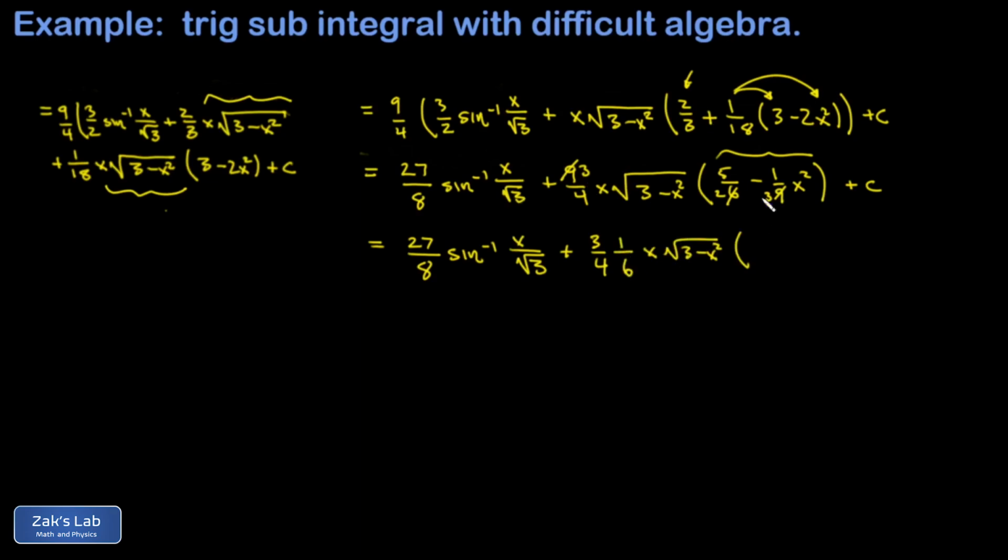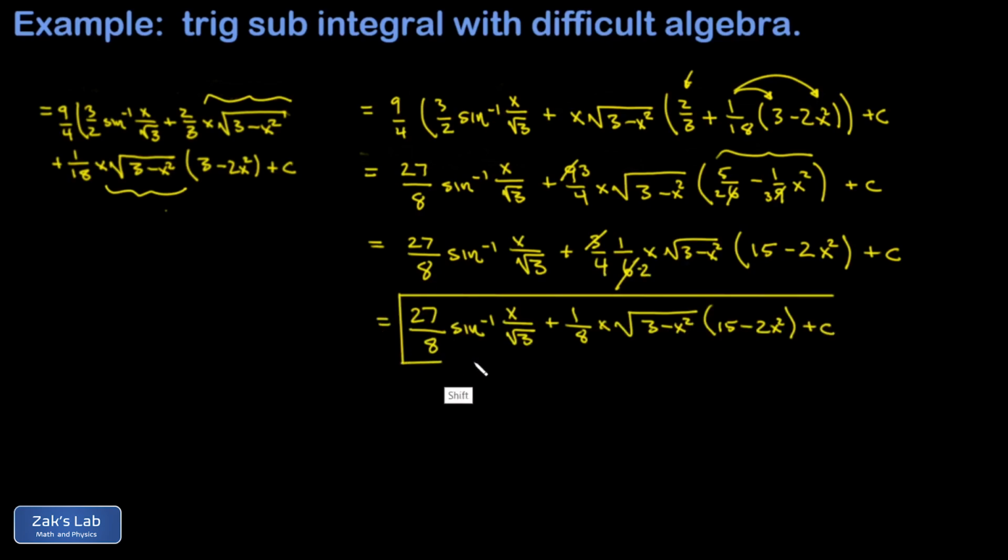Well, 6 times 5/2, a factor of 2 cancels and I get 15. 6 times 1/3, a factor of 3 cancels and I get 2. So 15 minus 2x squared. Then the constant out in front of that term, I'll cancel a factor of 3 there. It leaves me with a 1/8 out in front. And it looks like we're fully simplified here. And we've got our final answer.